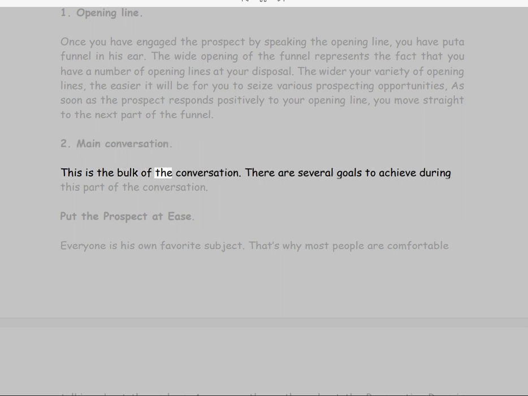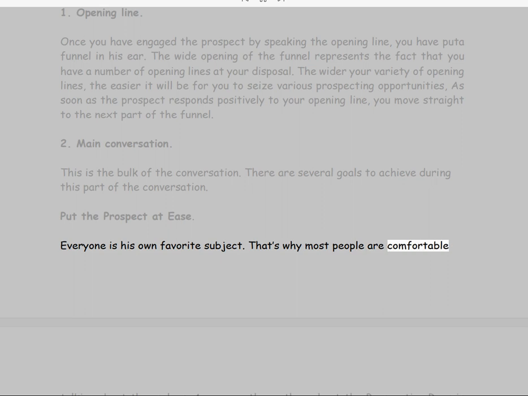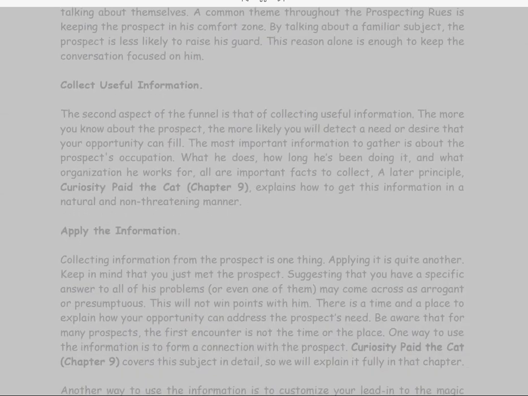2. Main conversation. This is the bulk of the conversation. There are several goals to achieve during this part of the conversation. Put the prospect at ease. Everyone is his own favorite subject. That's why most people are comfortable talking about themselves. A common theme throughout the prospecting ruse is keeping the prospect in his comfort zone. By talking about a familiar subject, the prospect is less likely to raise his guard. This reason alone is enough to keep the conversation focused on him.